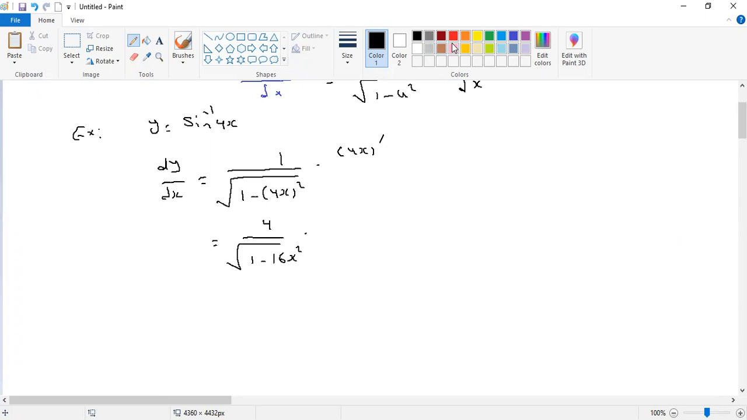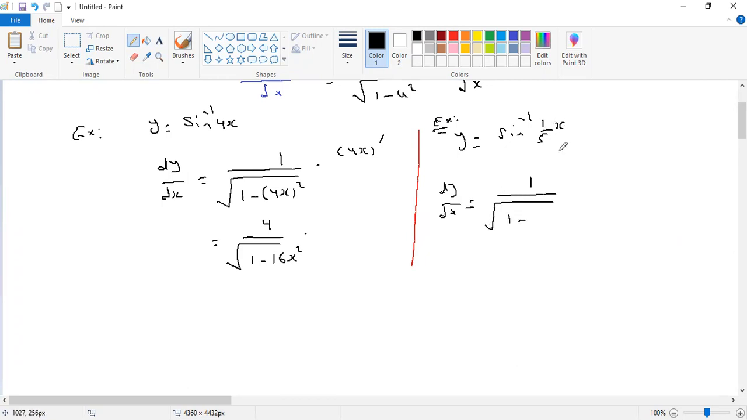Another example. I want to find the derivative of y equal to sine inverse of (1/5)x. So the derivative dy/dx is equal to 1 over the square root of 1 minus (1/5 x) squared, I mean 1 over 25 x squared, multiplied by the derivative of (1/5)x. The derivative of x is 1, so it will be 1 over 5.